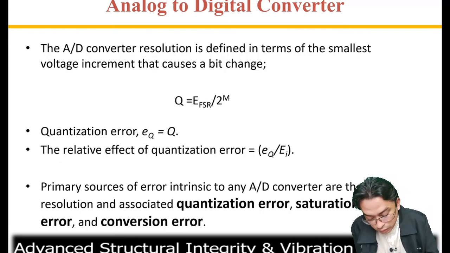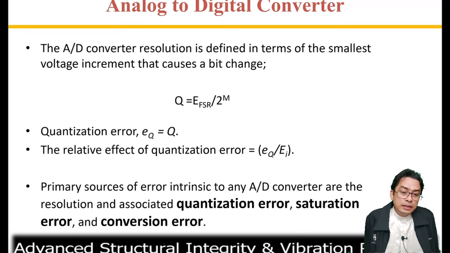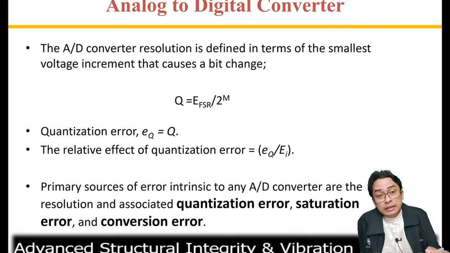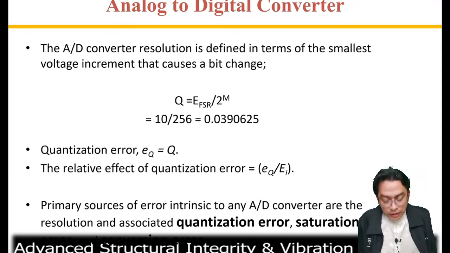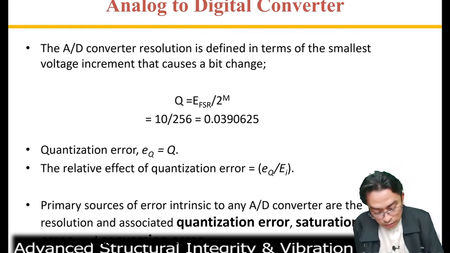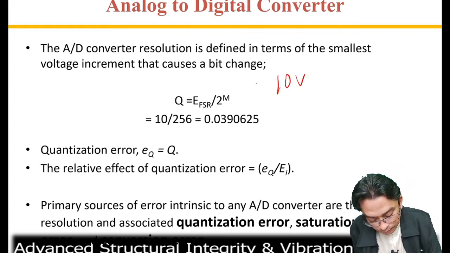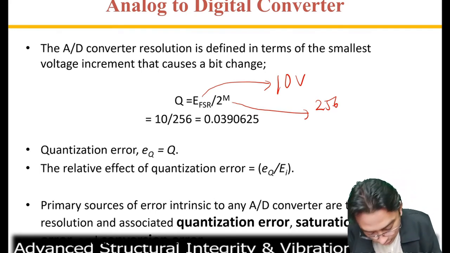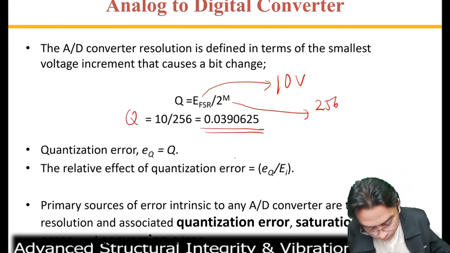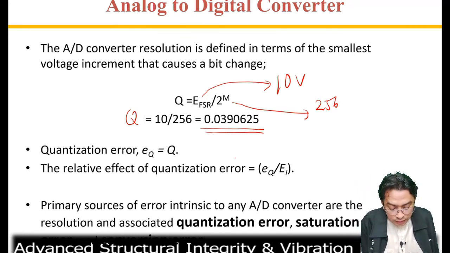We have to make sure that in the conversion process, we consider the error, the quantization error. So what is quantization error? It's actually a ratio between the analog side and the digital side. So for the case of 10 volts of EFSR and 256 values, the error is about 0.0339.